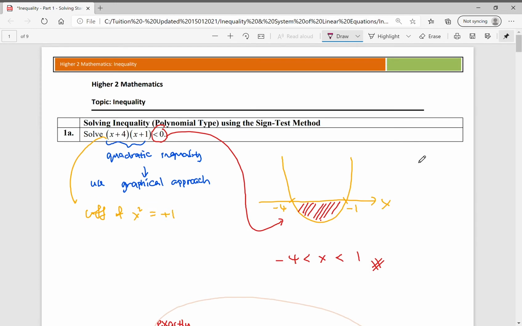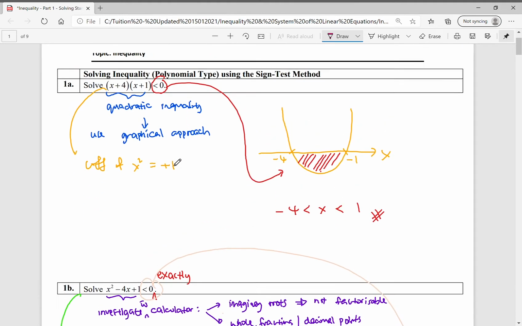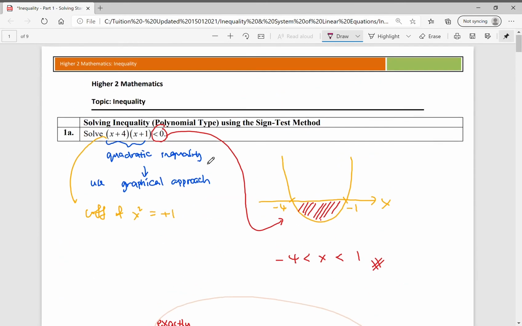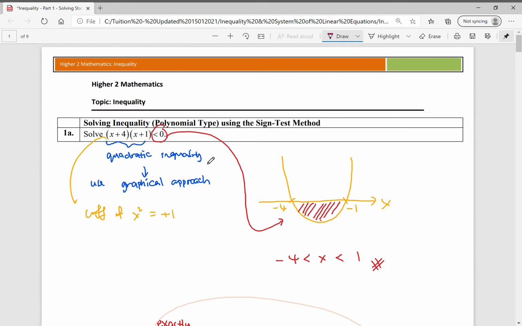So during the first part, we have gone through the way to solve quadratic inequality. Quadratic inequality is something that I've learned before. We commented that one of the best ways is to solve using a graphical approach, because quadratic graphs are pretty easy to sketch once you know the basic details.